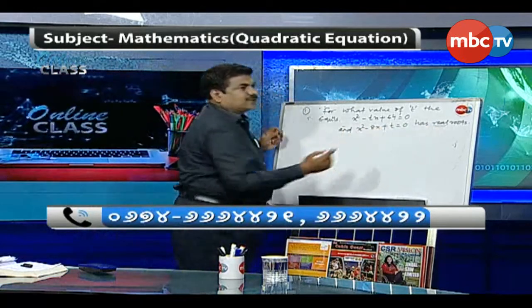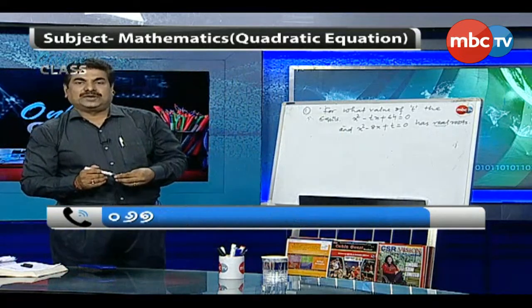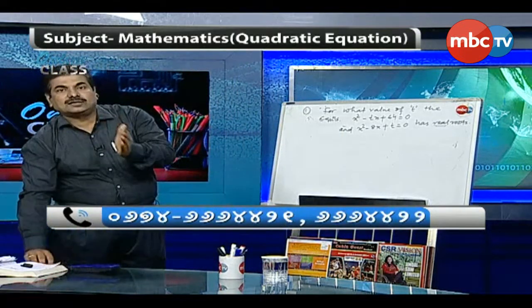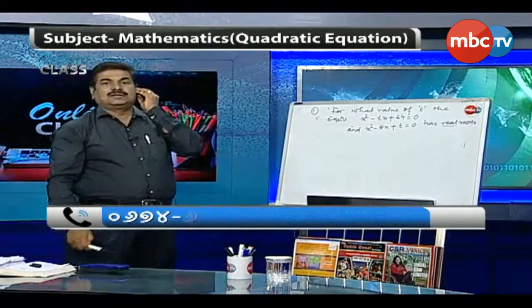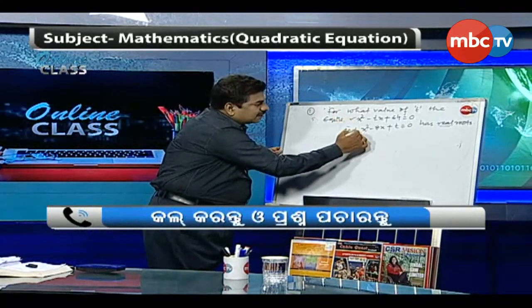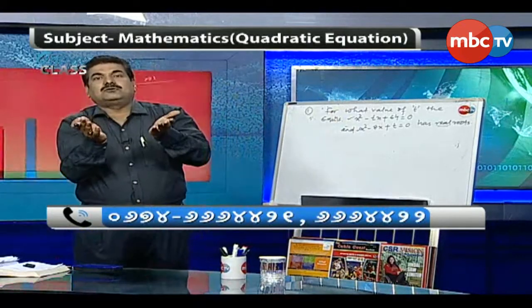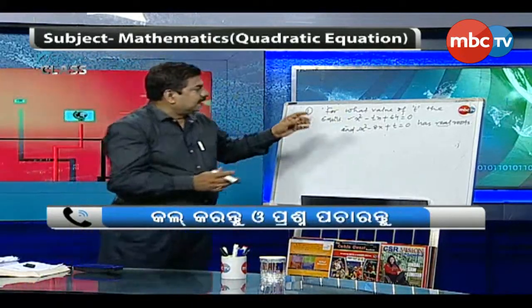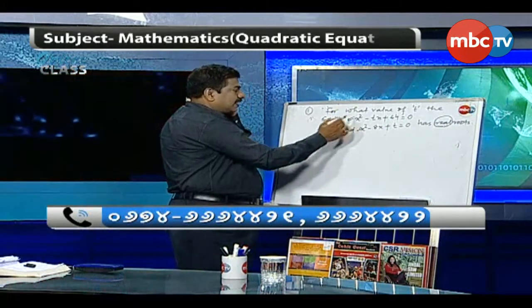Real roots means if d is greater than or equal to 0, then it has real roots. Here you see these two are quadratic equations. If d is greater than or equal to 0, then only it has real roots.